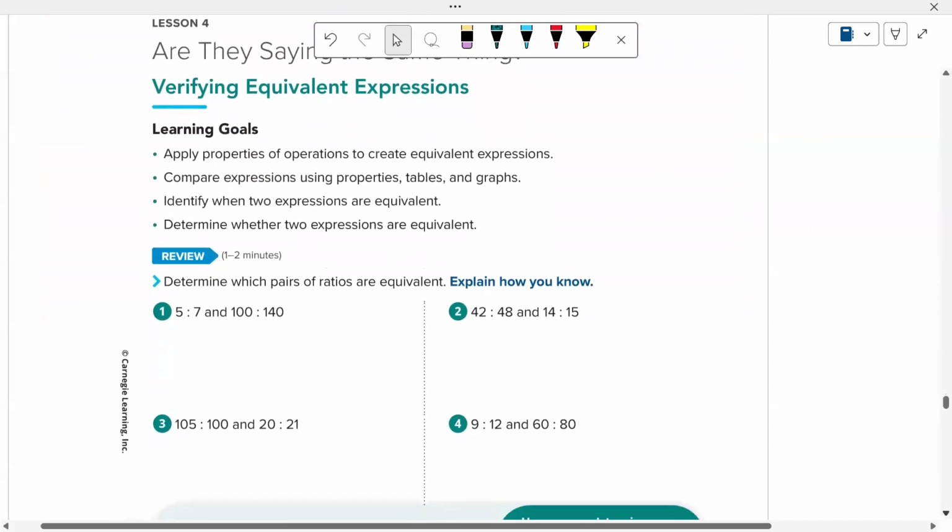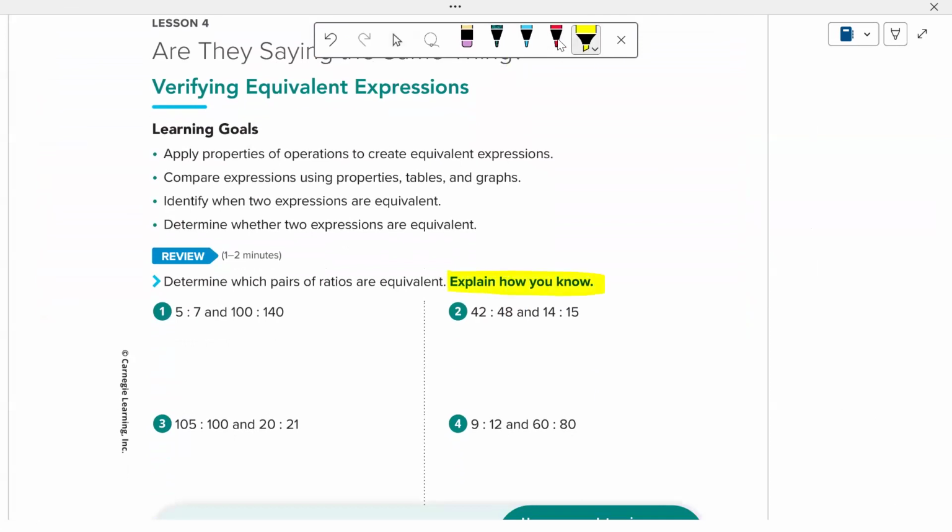So we're going to start with this information here. Determine which pairs of ratios are equivalent. Explain how you know. Explain means you need to write sentences and show your work. So 5/7 and 100/140. To determine if these two fractions are equivalent, you just simplify.